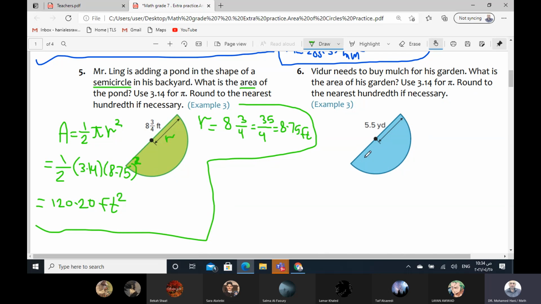Okay, here the same idea. As you see, we have a semicircle, and we have here r equal 5.5 yard, and we want to find the area. So start from the formula of the semicircle. A equal 1 over 2 multiplied by r squared.